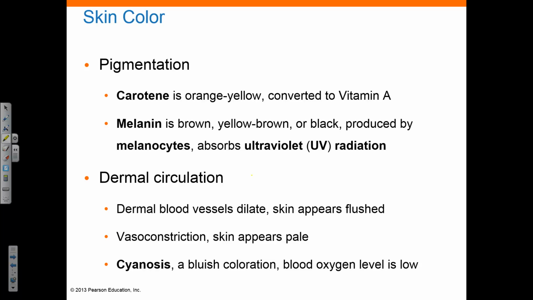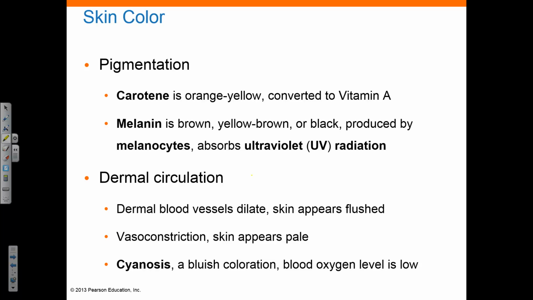Let's talk a little bit about the color of skin. The color of skin is determined by 2 pigments of the skin, known as keratin and melanin. Keratin is an orange-yellow pigment, and it can be converted to vitamin A. It accumulates in epidermal cells, and in fact, diets high in keratin can cause individuals with lighter skin color to actually look orange.